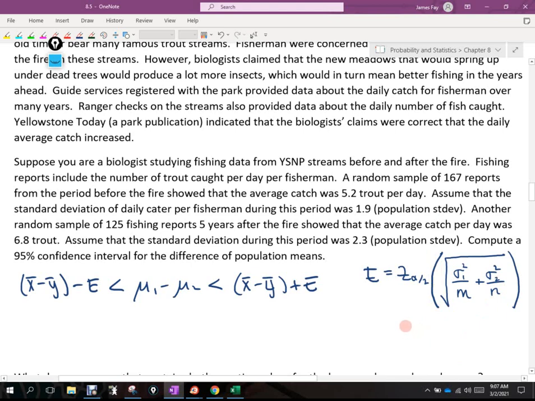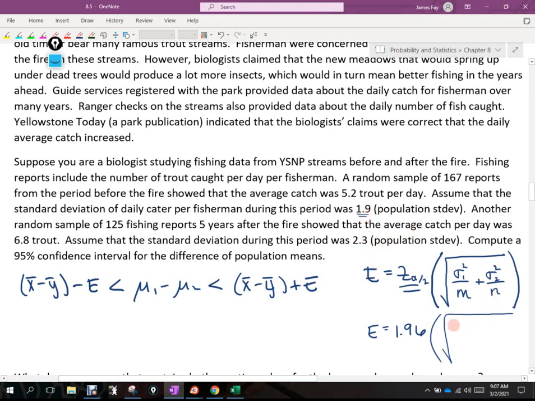Okay. So E is going to be 1.96. That's the Z score for 95%. Now, do they give me sigma throughout this situation for one of my populations? Yeah. Okay. They give me 1.9.